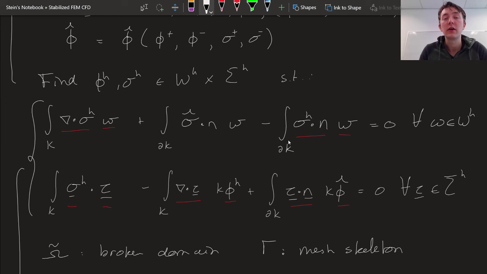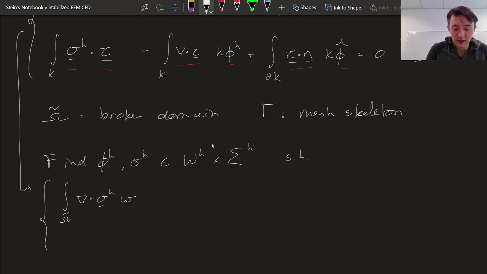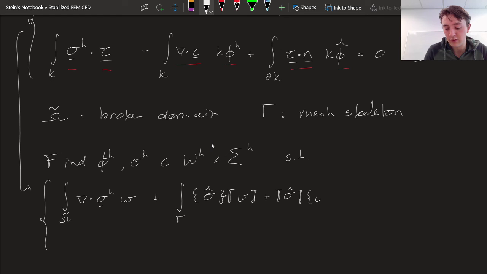And this is the same thing, right? We're integrating w and sigma, they're all from the element interior. So we can write these quite nicely as plus integrations over our mesh skeleton of the average of sigma hat times the jump of w. This will be a dot product. Plus the jump of sigma hat times the average of w.